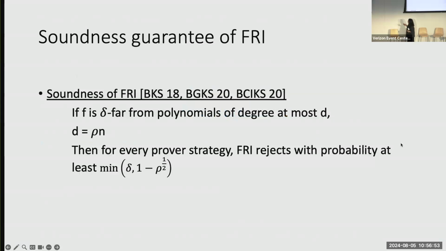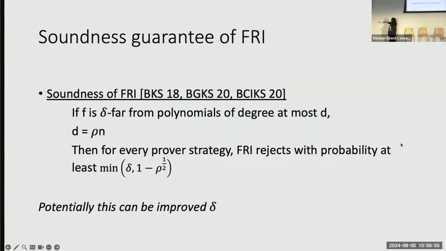So I'm basically out of time, but this analysis immediately improves the soundness of FRI to this quantity. If your input function is delta far from polynomials, then you'll reject with probability at least delta, as long as delta is less than 1 minus square root rho. But whether this 1 minus square root rho needs to be there, we do not know. The list decoding radius of Reed-Solomon codes, understanding that is important in improving the soundness further.